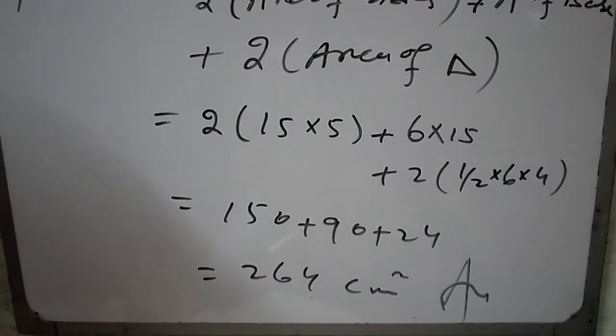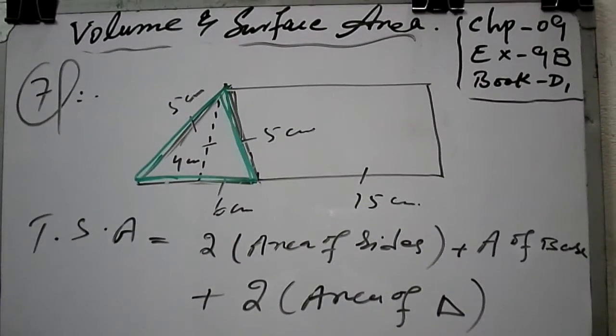Coming to question number 8. In your textbook, you can see: the internal dimensions of an open concrete tank are 1.8 meter by 0.8 meter by 1.2 meter. Find the capacity of the tank in liters.